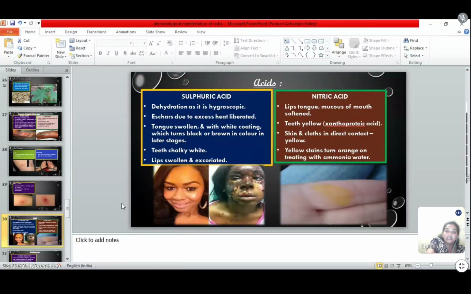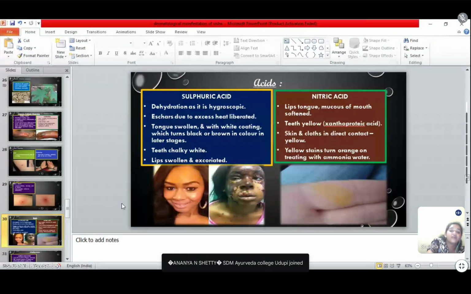Next, when you see acids, as I've already discussed. If you compare nitric acid and sulfuric acid, see the xanthoproteic reaction that happens in nitric acid, which is going to leave a stain on skin, whereas it is coagulation necrosis that happens with sulfuric acid. Coagulation at the point of contact initially, later leading to necrosis. That's why we call it coagulation necrosis. So you see dehydration, because sulfuric acid is also hygroscopic, it absorbs moisture from the skin, and it immediately leads to charring of the skin.